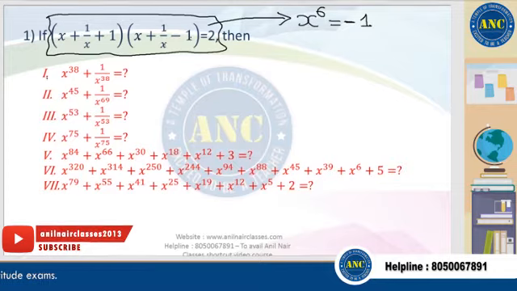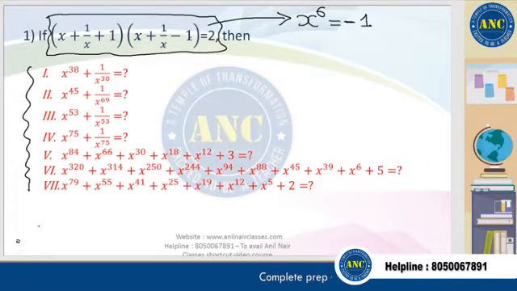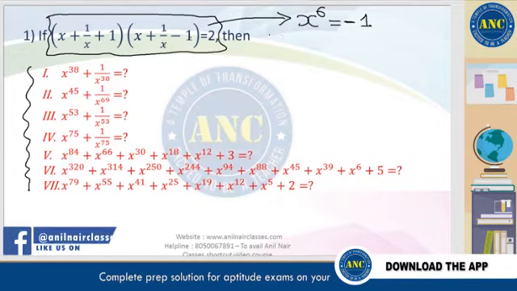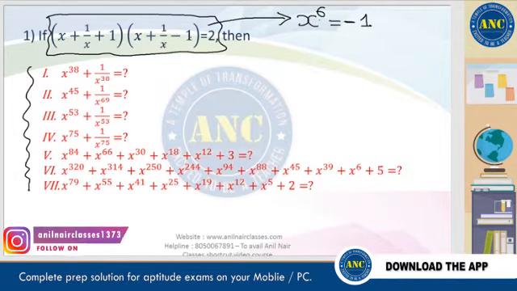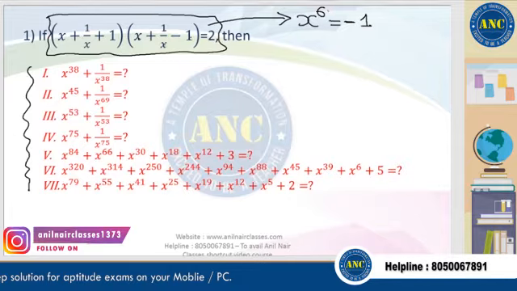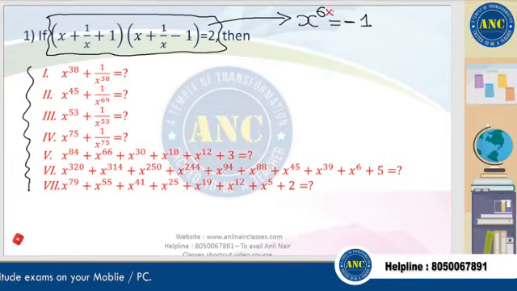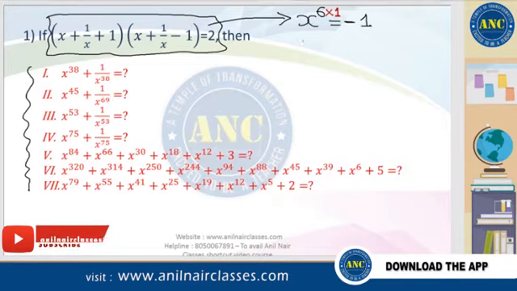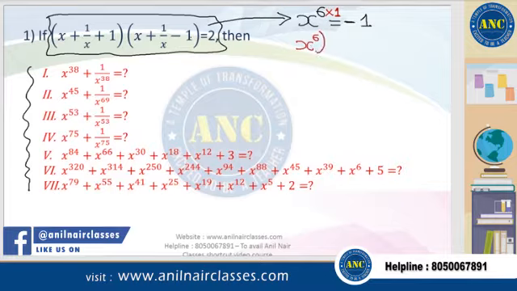Now, before moving on to all these 7 questions, observe carefully, sir. x power 6 is equal to minus 1. I am sure you know it. x power 6 can be written as x power 6 into 1. That means it is an odd multiple of 6. Suppose I will square it on both sides.